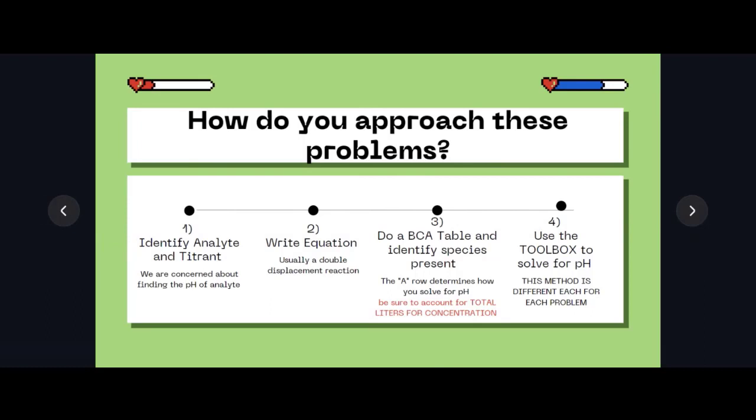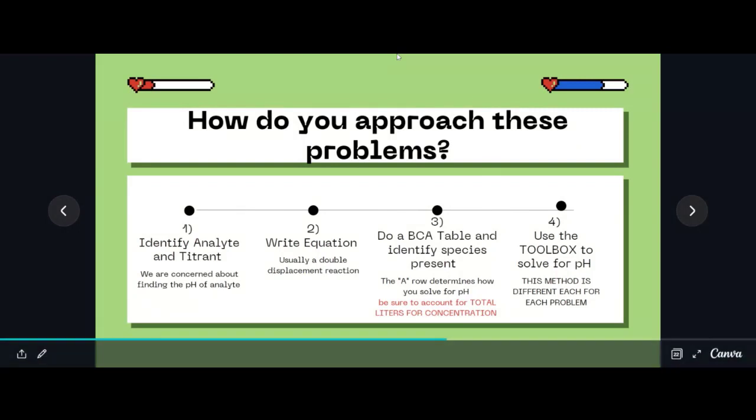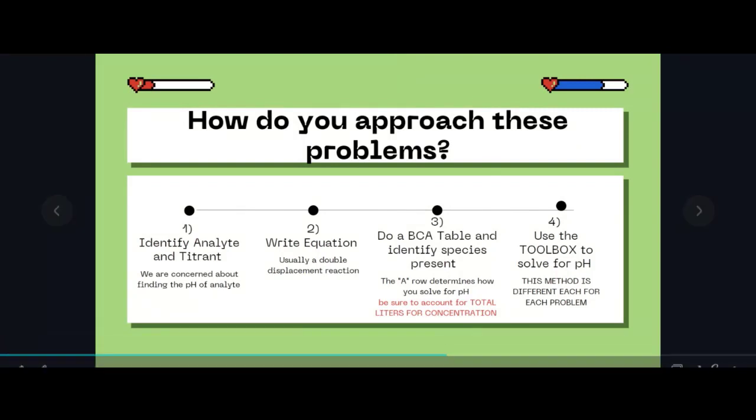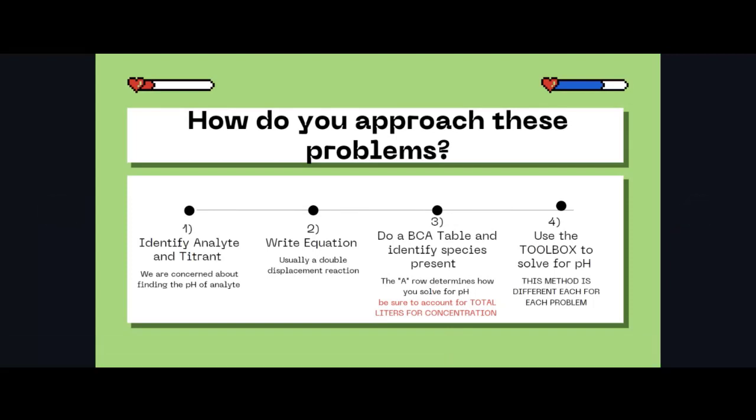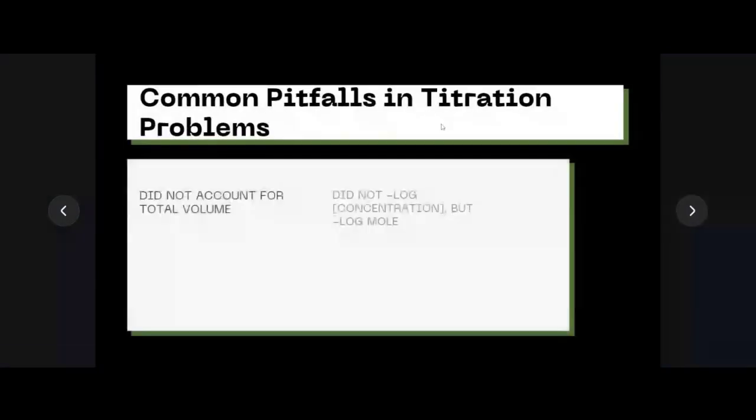You really have to just think about what is going on in the solution and what species dominates. Also, the BCA table is in moles, not concentration. So it's really important that no matter what you do to solve for pH, you first convert to molarity, using the liters, right? And you also have to account for the total liters and concentration, because notice how after the reaction, the volume of everything changes. So it's really important that you add the two volumes, of the titrant and of the analyte.